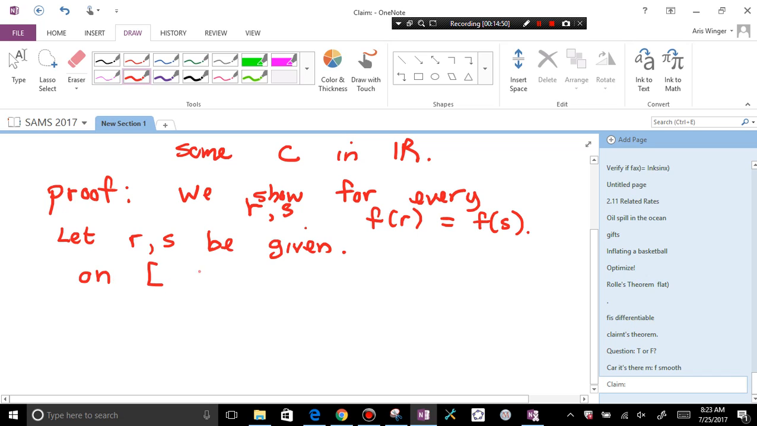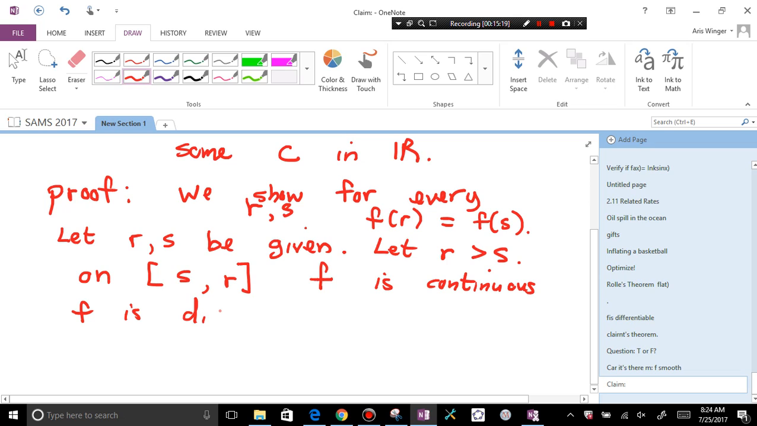Without loss of generality, let's make them different. Which one's bigger? R. Okay, so let r be bigger than s. Then on the interval s to r, f is continuous. f is differentiable.